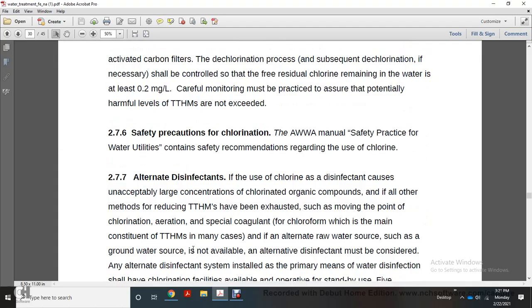Safety precautions of chlorination. The AWWA Manual of Safety Practices for Water Utilities contains safety recommendations regarding the use of chlorine.